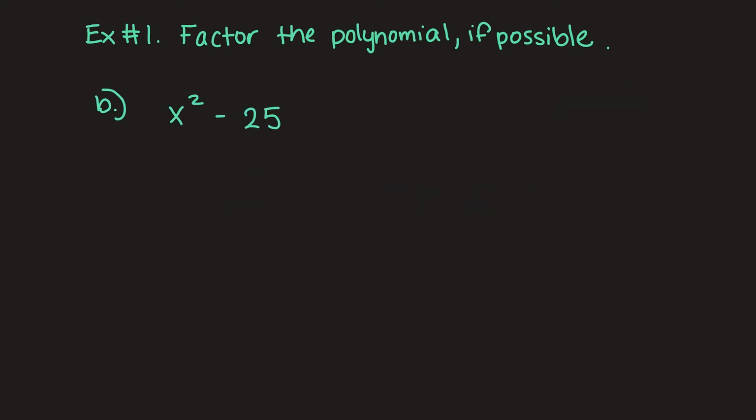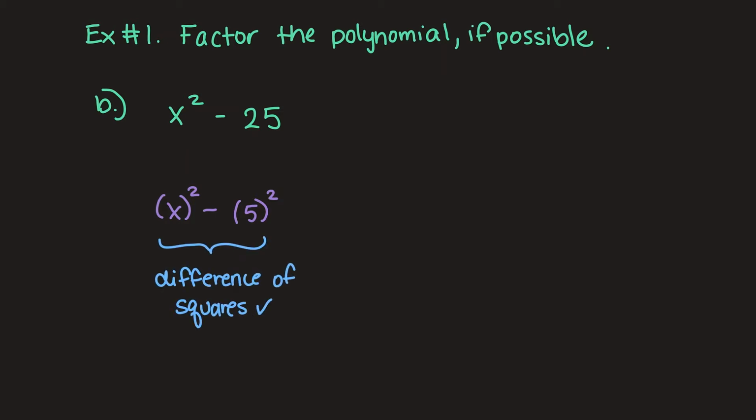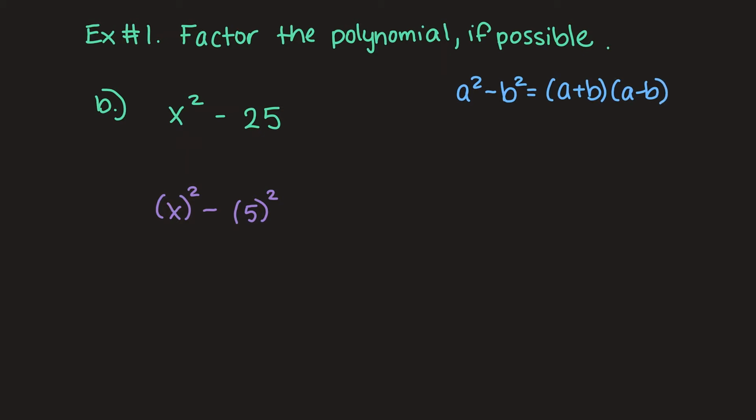For the next example, we also have a binomial, so we want to see if this is a difference of two squares. Right away, we see that this is a difference, so that condition is satisfied. The first term, x squared, is already written as a square, and the second term can be written as a square if we rewrite 25 as 5 squared. So the binomial is a difference of two squares. Therefore, we can use the formula to factor this. Following the pattern, x is a and 5 is b, our factored form is (x + 5)(x - 5). And we have now factored the polynomial.